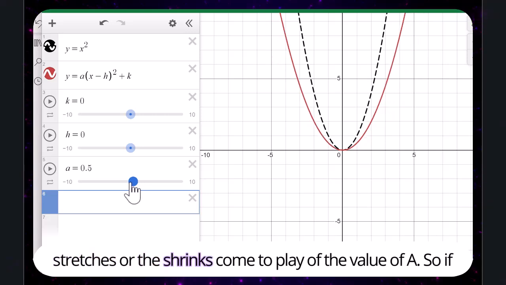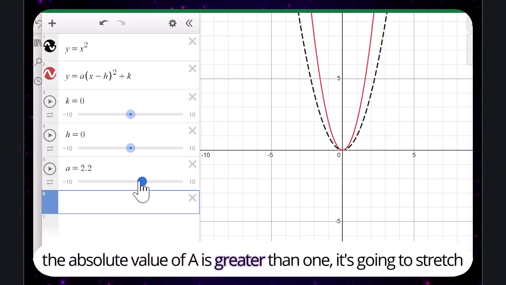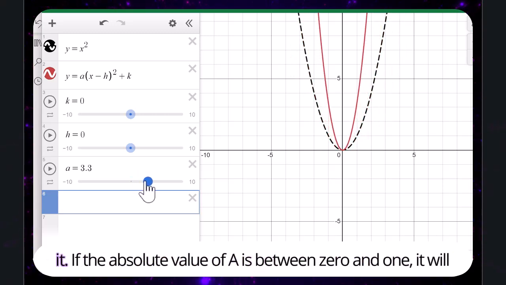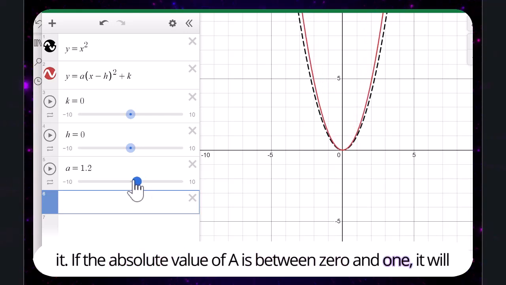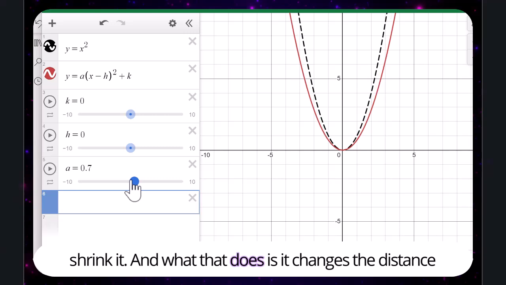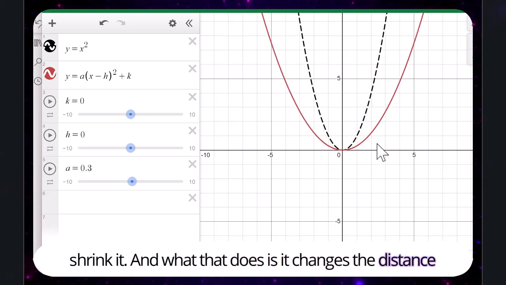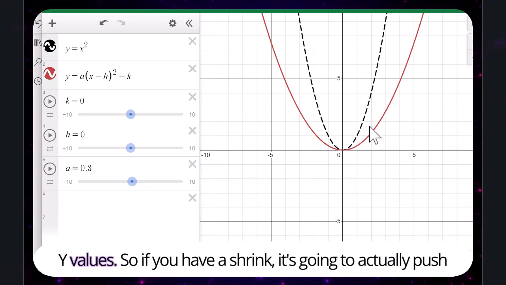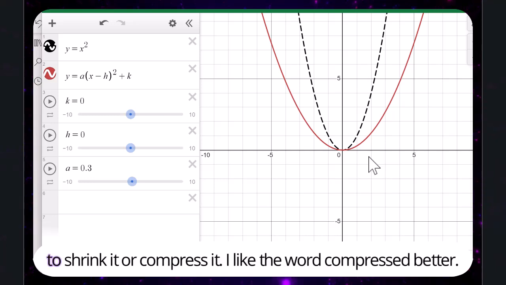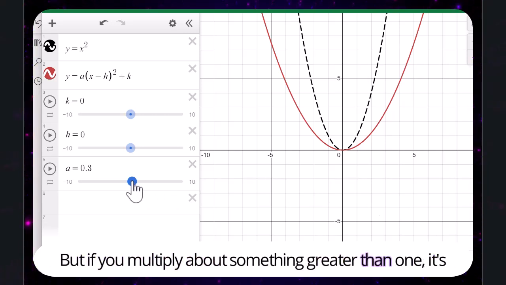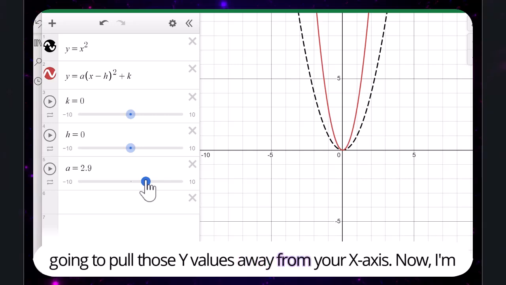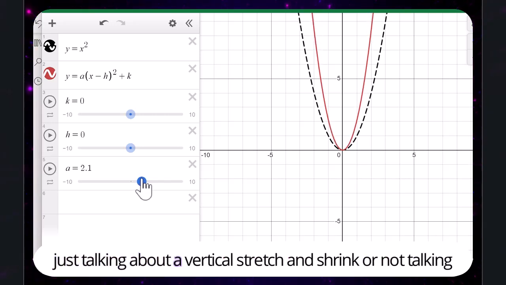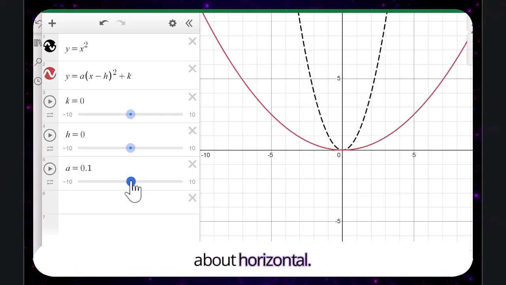The stretches or the shrinks come into play with the value of A. If the absolute value of A is greater than 1, it's going to stretch it. If the absolute value of A is between 0 and 1, it will shrink it. What that does is it changes the distance between your y values. So if you have a shrink, it's going to push your y values closer. It's going to shrink it or compress it. I like the word compress better. But if you multiply by something greater than 1, it's going to pull those y values away from your x-axis. Now, I'm just talking about a vertical stretch and shrink. We're not talking about horizontal.